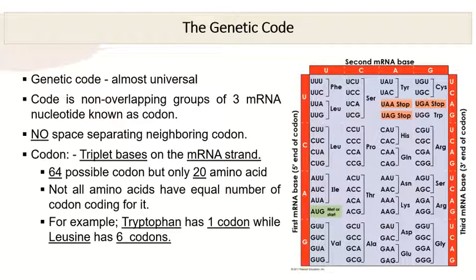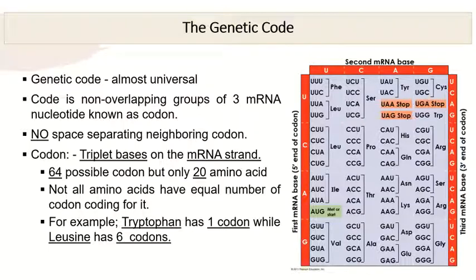Genetic code will later be translated into a polypeptide. So what is genetic code? Genetic code is almost universal in all organisms that we have on Earth, and the code is non-overlapping groups of 3 mRNA nucleotides, and this non-overlapping group of 3 mRNA nucleotides is known as a codon. And there will be no space separating the neighboring codons, and the codon is a triplet basis on the mRNA strand. Okay, again, a triplet basis on the mRNA strand.